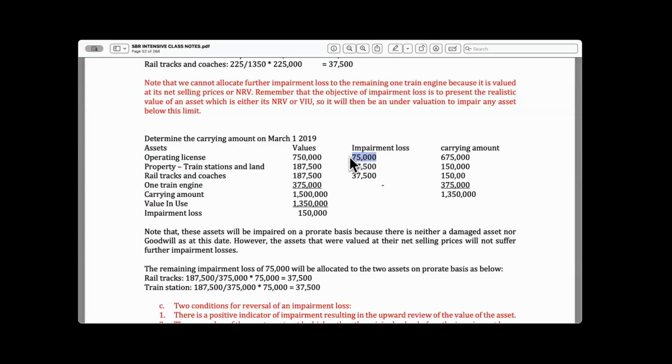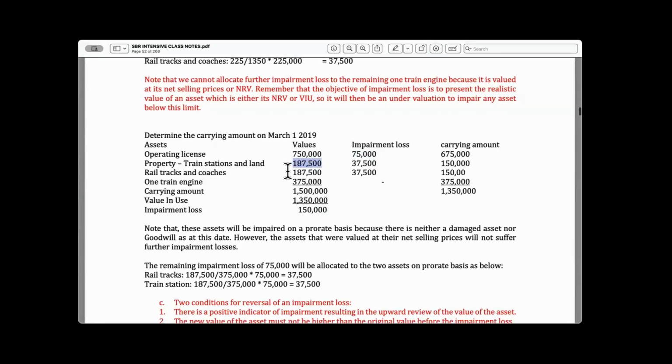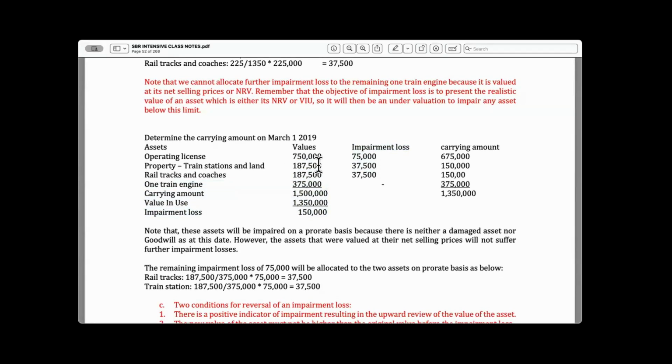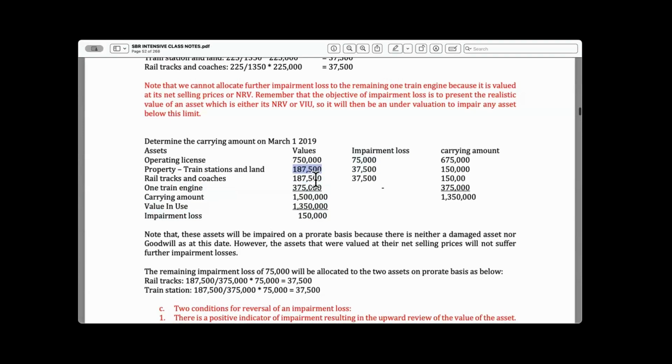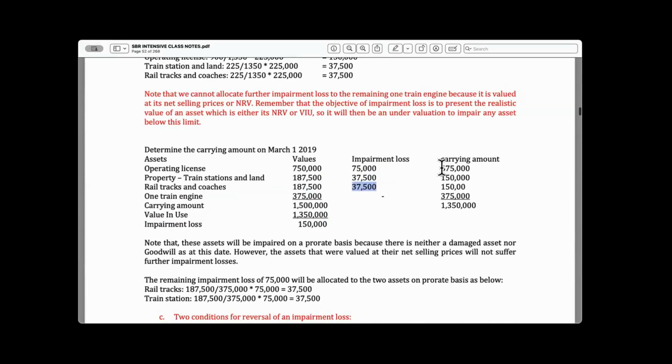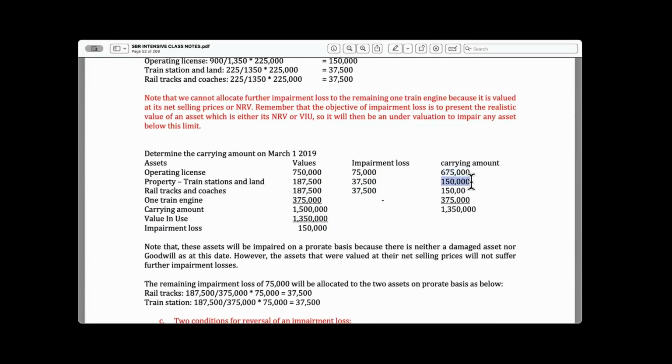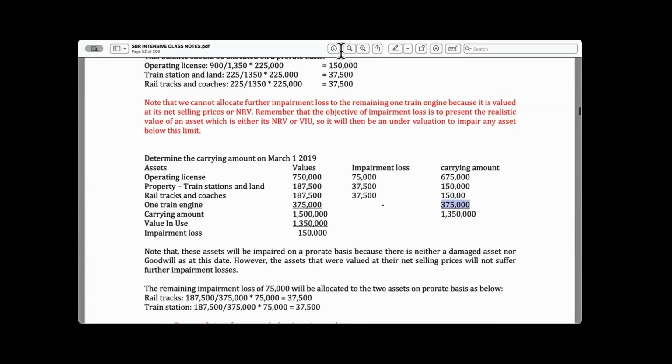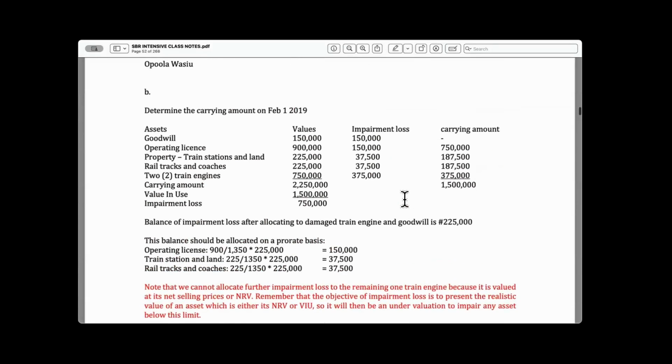So now that I've allocated 75 to operating license out of 150, the remaining 75 would then be shared between this train station and rail tracks. And since we share on a pro-rata basis and they are the same value, that means they will be shared equally. So I gave this 37.5, I gave this other guy 37.5. Then when I take away the impairment loss from those values, I will get my carrying amount.